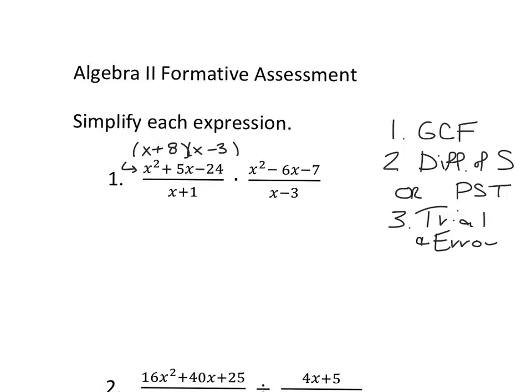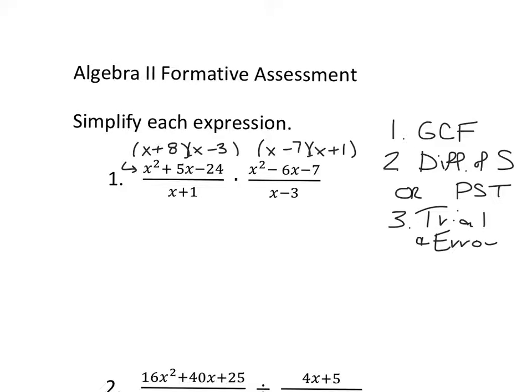The x squared minus 6x minus 7, again, is not a difference of squares or PST. There's no greatest common factor. So by trial and error of x and x, I look at my factors of negative 7. My only factors of 7 are 7 and 1. I need a negative 7, positive 1. Everything else, x plus 1, is completely factored, and the x minus 3 is.